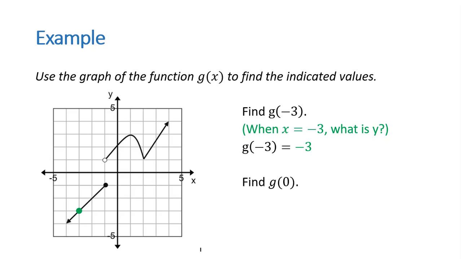Let's try another one. So now we want to find g of 0. So when x is 0, what is y? So I go to my graph, find x equals 0 on the x-axis. Well, it's right there at the origin. And then I want to find the point on the graph that has an x-coordinate of 0. So it's just been shaded in. It's actually above this time. So when x is 0, what is the y-coordinate that goes with it? Well, in this case, the y-coordinate is 2. So g of 0 equals 2.